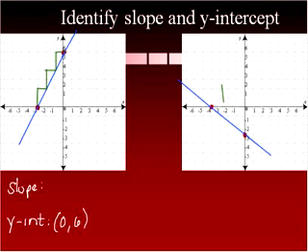So for my slope then, I'm moving up 2 and to the right 1. So when I write my slope, remember it's rise over run. So the rise number is 2 and the run number is 1. So my slope is 2 over 1, and I can reduce that to a 2.